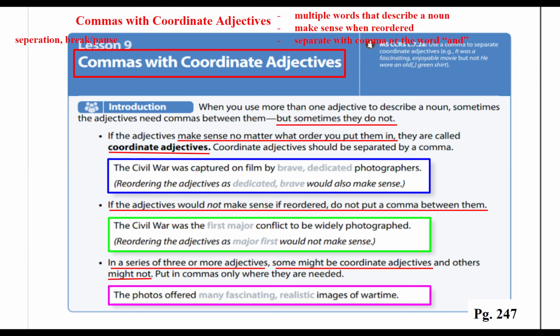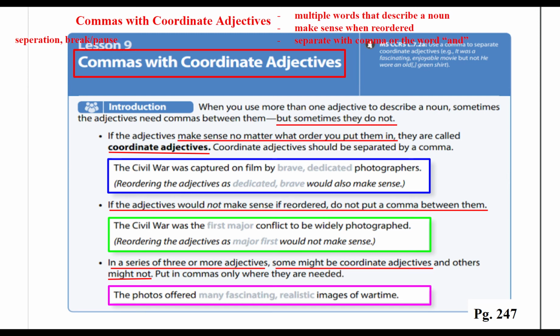So this can't be perfectly reordered. You can't mix up the order of these words and have it still make sense. So, for example, the photos offered fascinating, many realistic images of wartime. That doesn't make sense. But 2 of those can be reordered, and that would be fascinating and realistic. So, for example, the photos offered many realistic, fascinating images of wartime. You can reverse realistic and fascinating and have it make sense. So, fascinating and realistic are coordinate adjectives. Many and fascinating, and many and realistic, not so much.